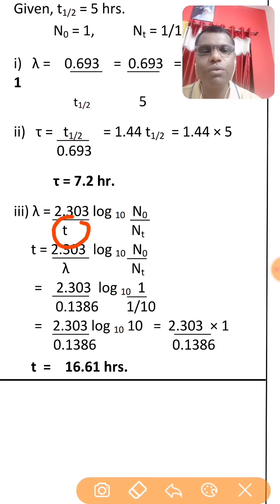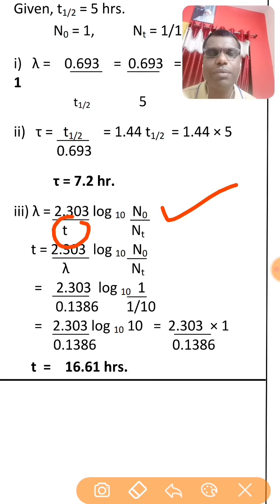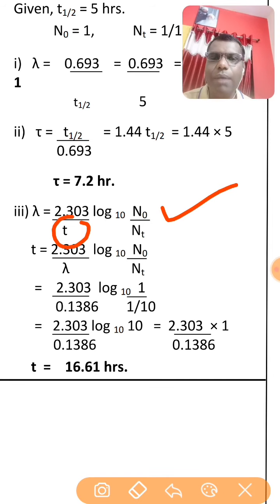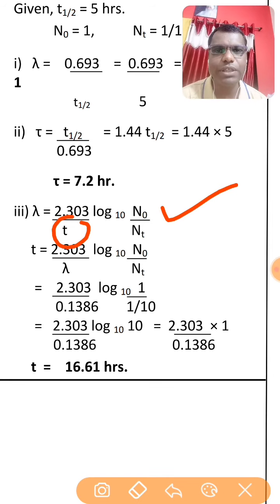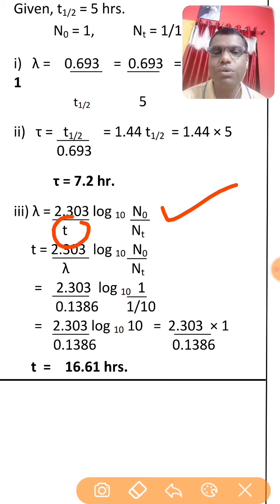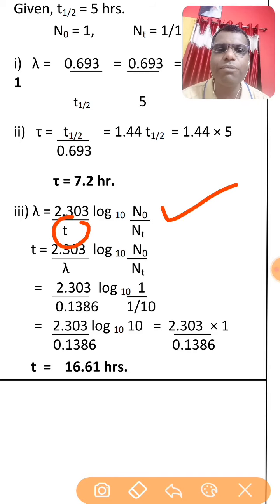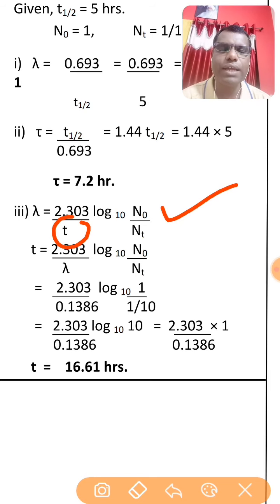Then what values are known and what values are to be calculated? Time is to be calculated. Lambda was also calculated by us in the first part of this numerical. n0 and nt are unknown values, and we don't know the exact values, but we know the relation: we are going to calculate the time for which the number of atoms becomes 1/10 of the initial value.